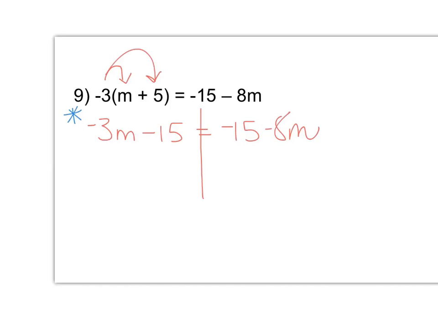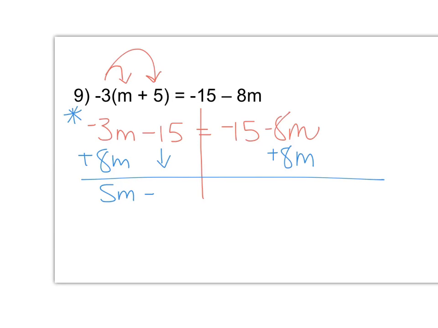So my negative 3m is good. I'm going to get rid of this negative 8m by adding 8m because that's the inverse operation, and I'll do that to both sides. Now negative 3m plus 8m is 5m. I'm going to bring down negative 15 is equal to negative 15. These guys cancel out. Now I want to get 5m by itself. So what I'm going to do is add 15 to both sides because that is the inverse of this negative 15.